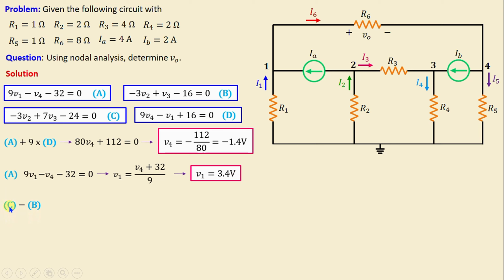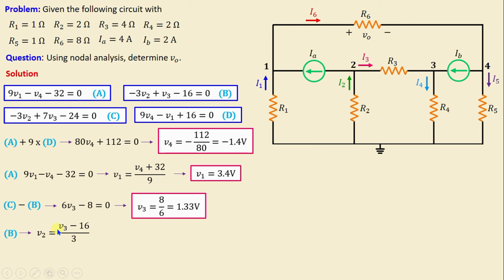And now by performing C minus B, we derive one equation in terms of V3. Finally, V3 is equal to 8 over 6, which is equal to 1.33 volt. And from equation B, we can write V2 is equal to (V3 minus 16) over 3. And if we replace V3 with its numerical value, we obtain V2 is equal to negative 4.89 volt.